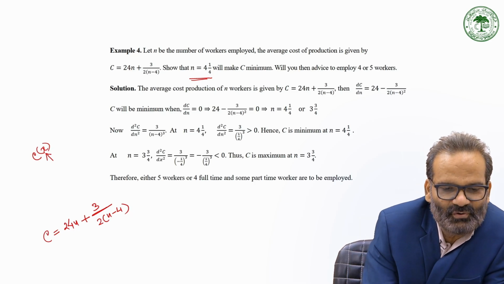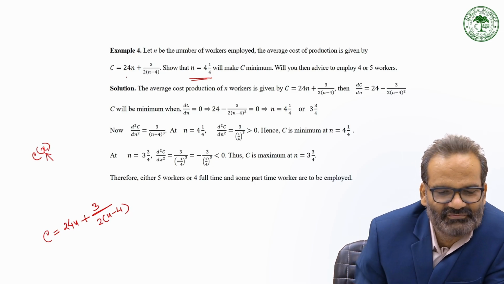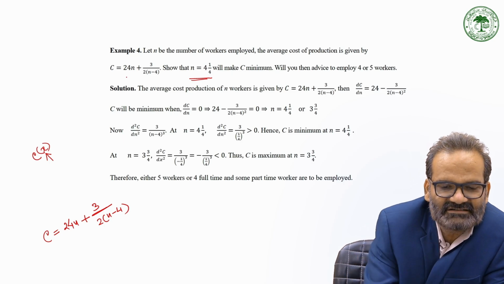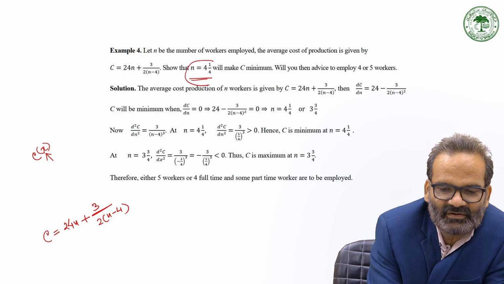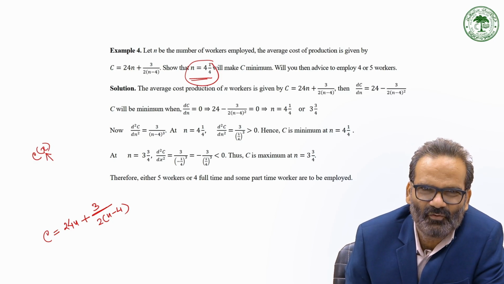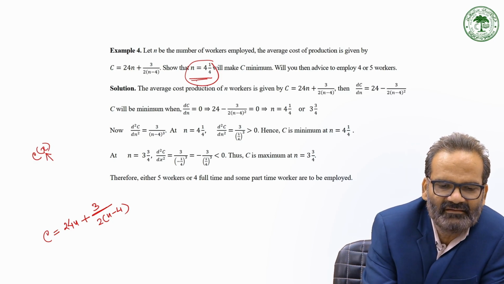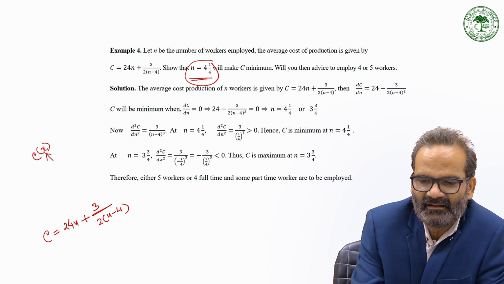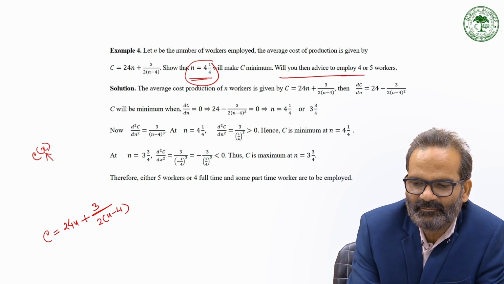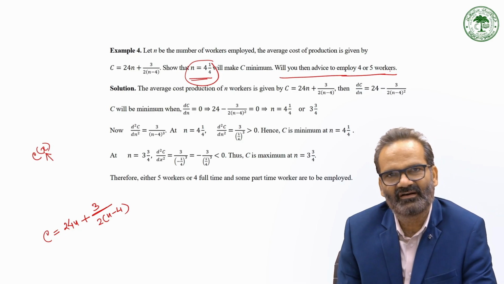So what you have to show is that C equals 24n plus 3 upon 2n minus 4 will be minimum for n equals 4 1/4. This is a mixed fraction, 4 1/4. For this value of n, this C will be minimum. Then you have also been asked, will you then advise to employ 4 or 5 workers?